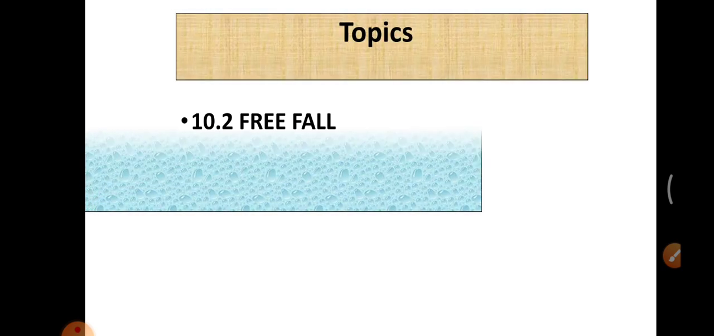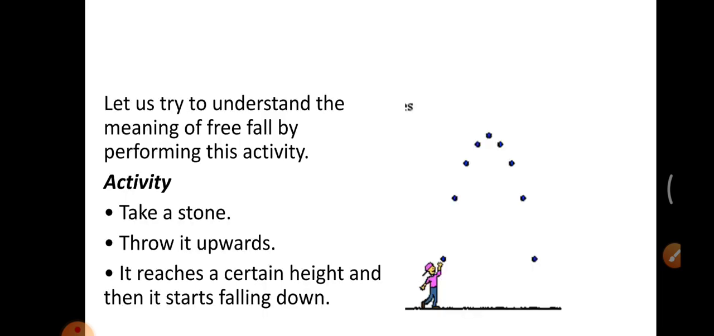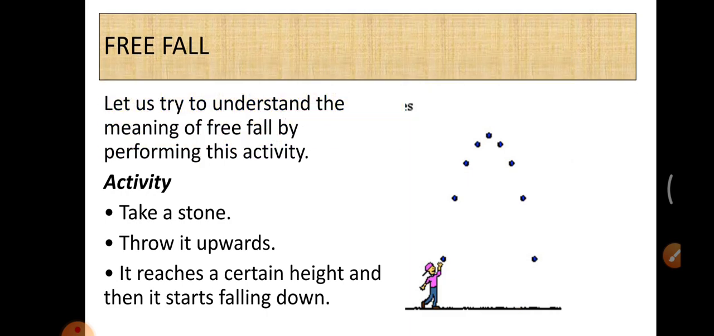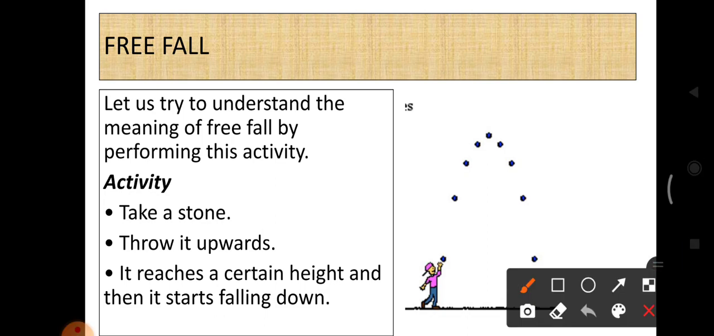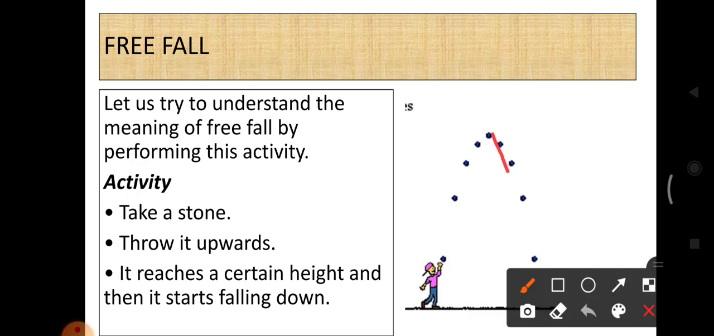Today's topic, 10.2 Free Fall. First, you have to understand the meaning of free fall by performing an activity. For doing this activity, you have to take a small stone and throw it upwards. If you throw the stone upwards, what would happen? It reaches a certain height and then starts falling down.